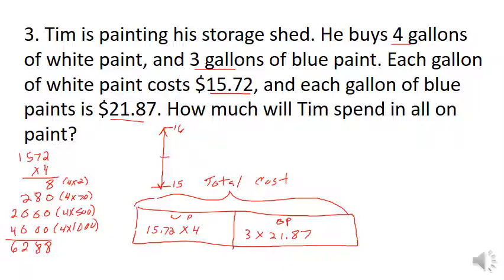I know it's either $15 or $16. In the center is $15.50. This is $15.72, so it'll be about here. So I know I'm going to go with 16. So now I have 16 times 4 for my estimation.